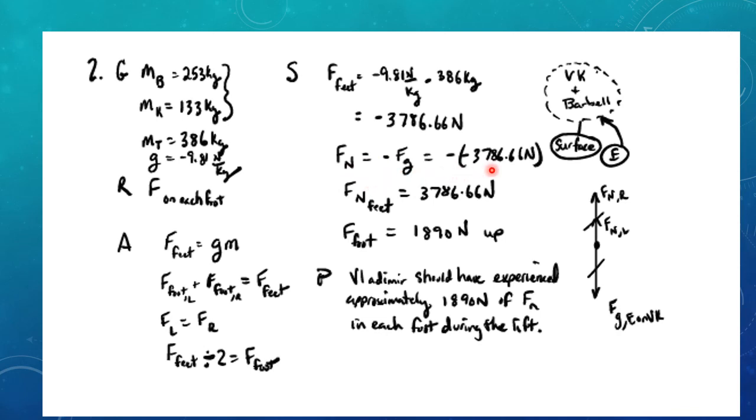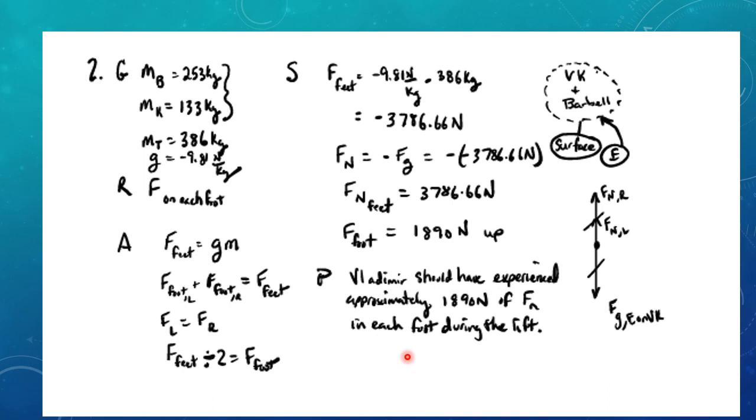So negative of the negative gives me the positive 3,786 or so newtons. Well, that's the force on both feet. If I wanted the force of just one foot, or each foot rather, I would simply divide that number by 2, and then I get 1,890 newtons up for each foot. And then, of course, Vladimir should have experienced approximately 1,890 newtons of applied force, normal force, support force in each foot during the lift.